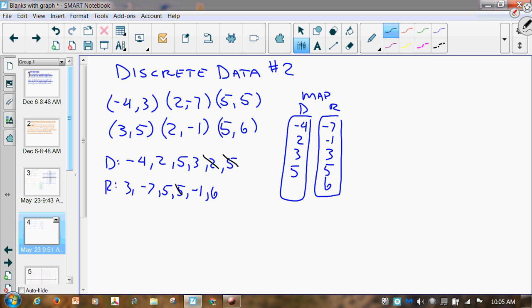Okay. Now, if we wanted to link these up, we can do the same thing we did before, and we'll use a different color here. Let's use green, and let's see, we have -4 and 3, and then we have 2 and -7, and we have 5, 5, and then we have 3, 5, and then we have 2, -1, and we have 5, 6. Okay, so that's what the domain and range map would look like for this discrete data. Okay, and if we plotted that again, we'd get an XY plot.